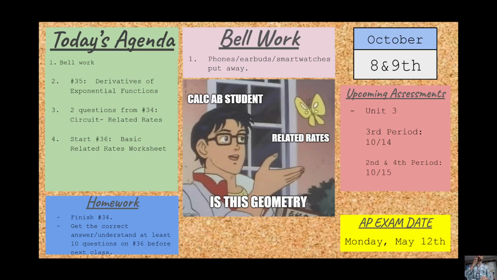This one's called basic related rates. While you get out 34 and see what questions you have, 36 has the answers to the first 6 on the bottom of the page. The second, third, and fourth pages are all multiple choice with the answers to those at the end.